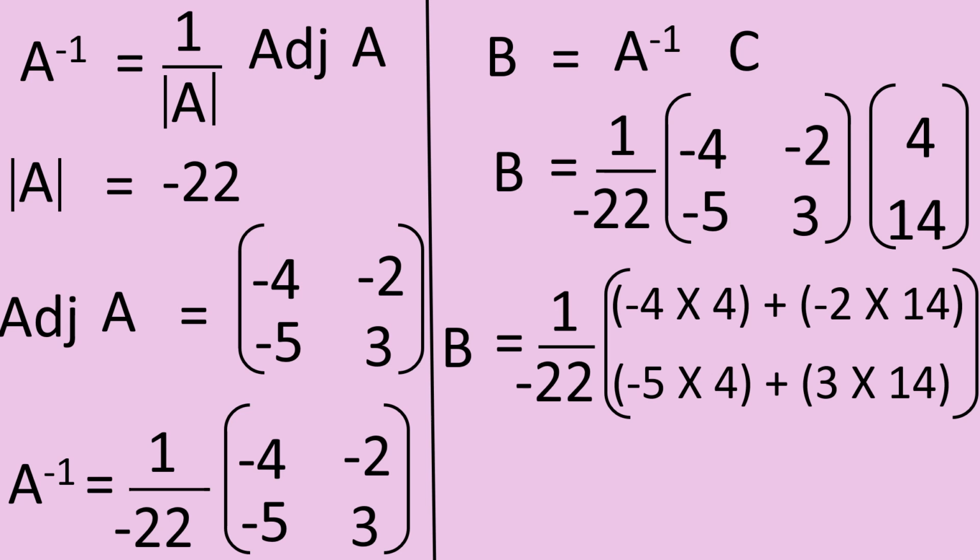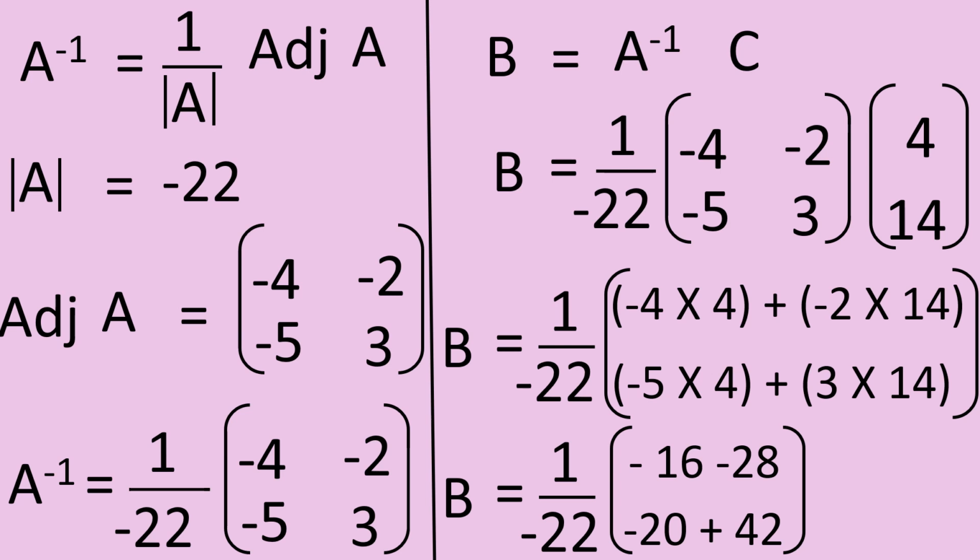Then let's look at the second row below, which is where we have the minus 5 and 3. So that minus 5 will multiply the 4, and then we'll add 3 times 14. So that's what we have below. So let's just simplify this.